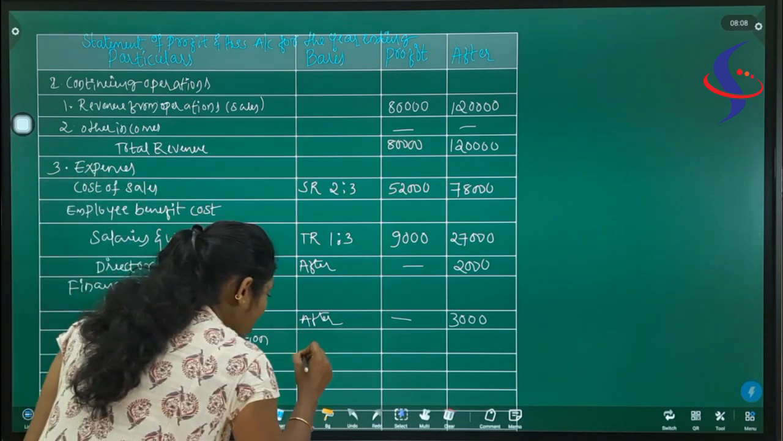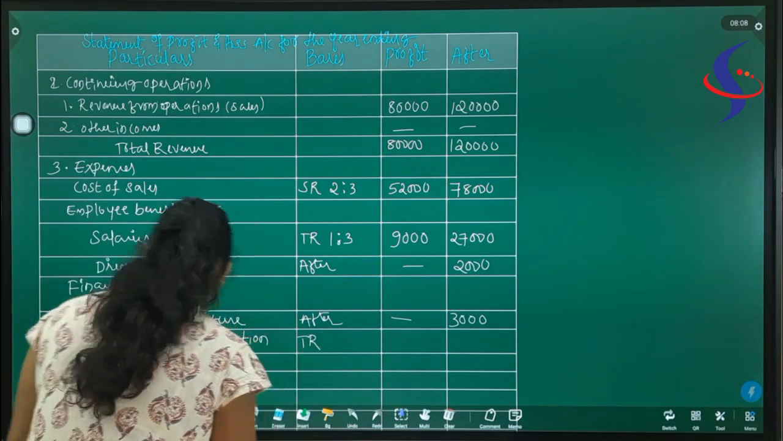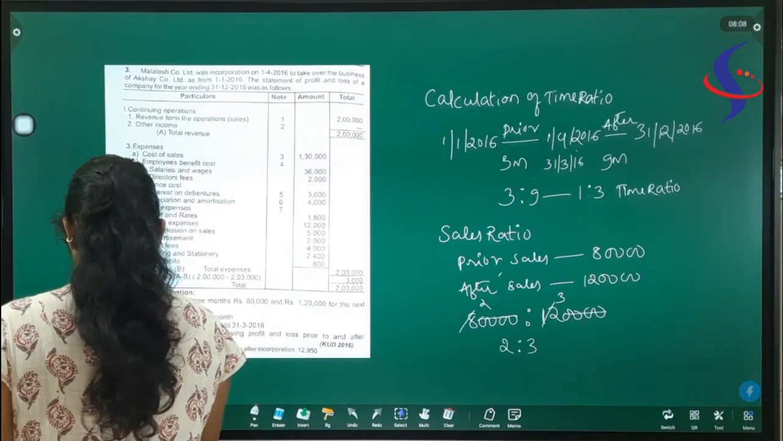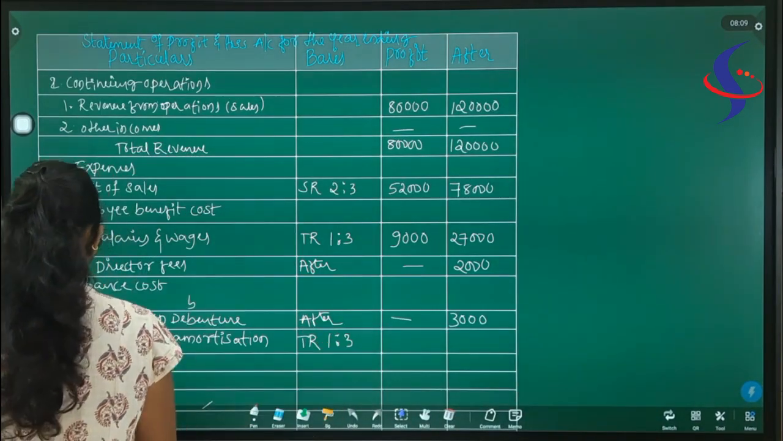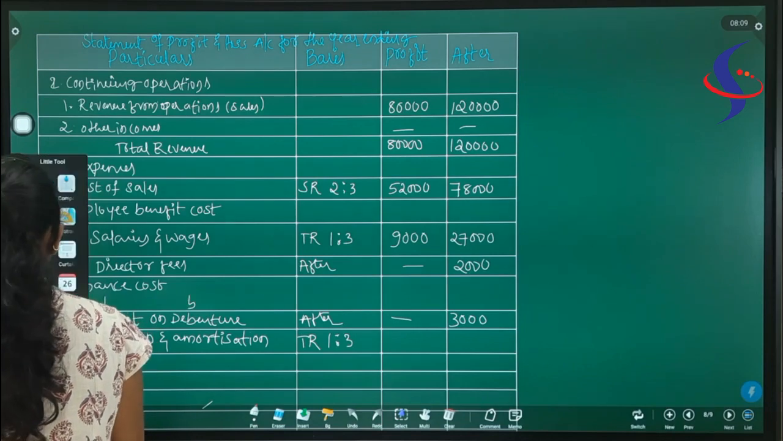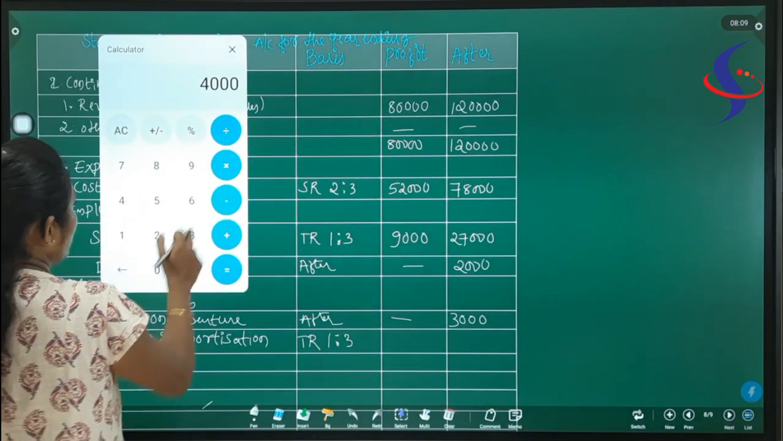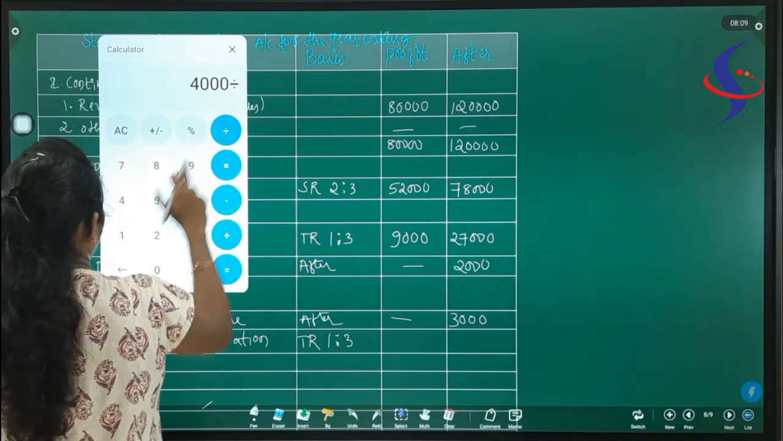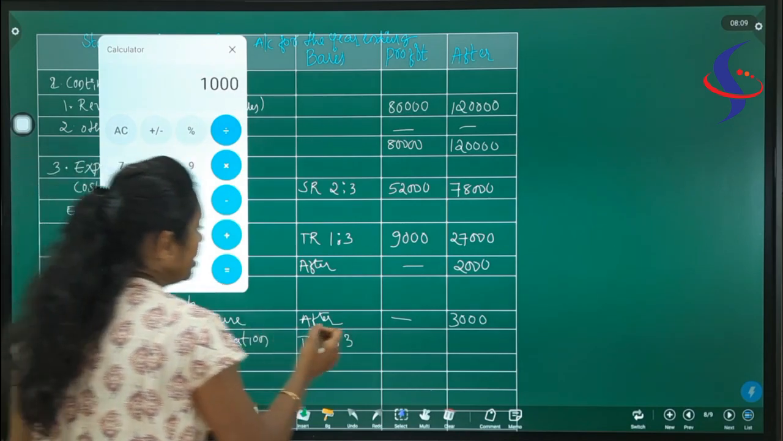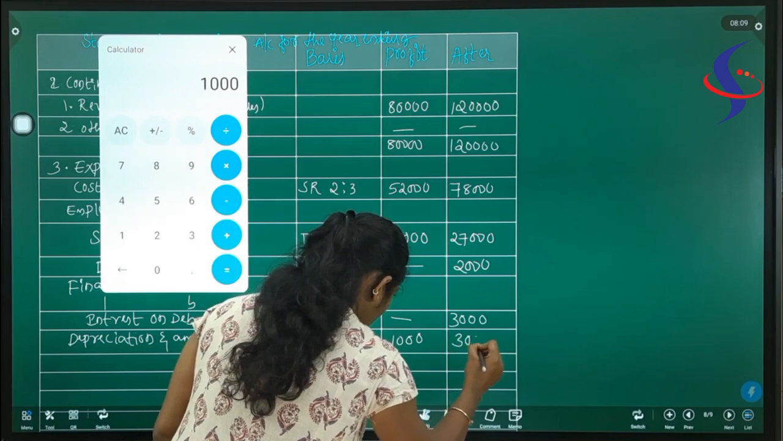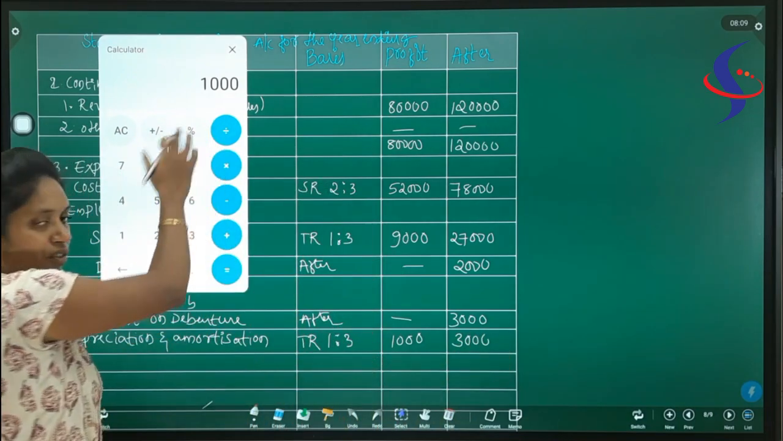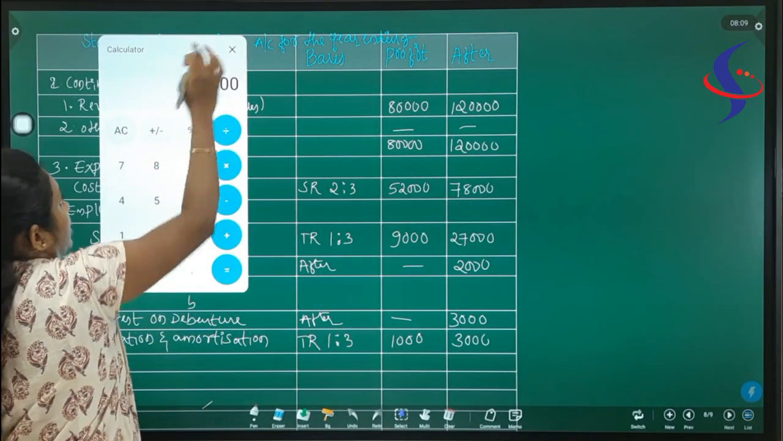So this we divide using time ratio. What is the amount? 4,000. Divide using time ratio 1:3. Again we'll take the calculator. It is 4,000 into 1 divided by 4. It means 1,000 and 3,000. Out of 4,000, if you remove 1,000, it will be 3,000.